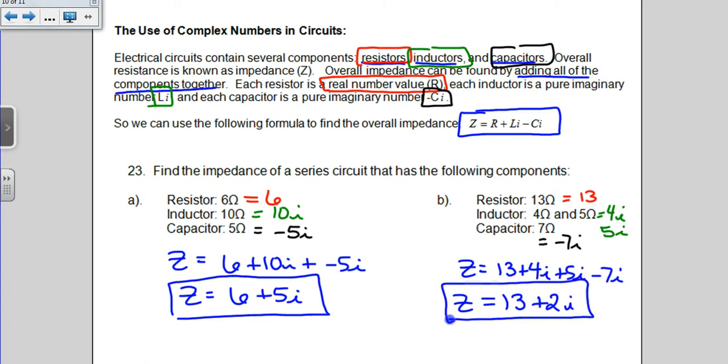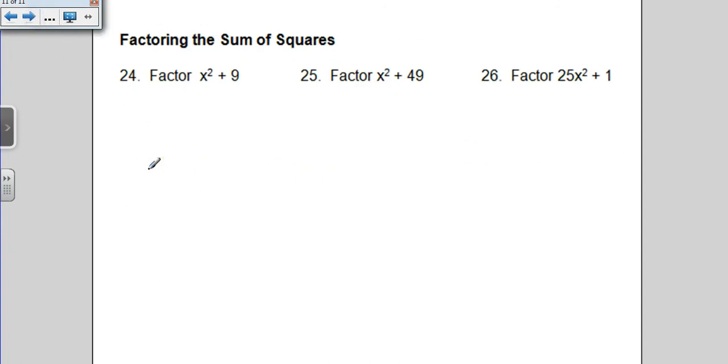Now if you have any interest in going into electrical engineering, you're going to see a lot more about this, but just for your sake right now, understand that this is what makes your electronics work, so be happy that it was discovered. Okay, now the last section here is factoring the sum of squares. And before now, there's no way you could actually factor the sum of squares because we just didn't have a pattern for it. But what we're going to do now is introduce the number i, and we're going to be able to factor them. So x squared plus 9.